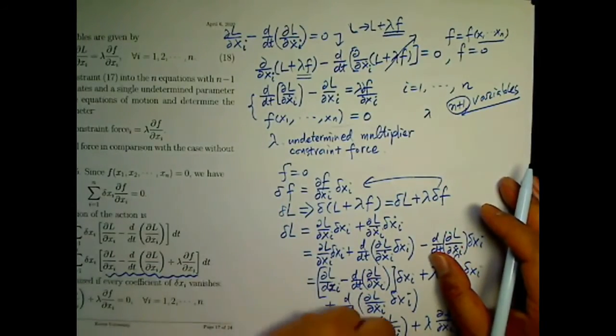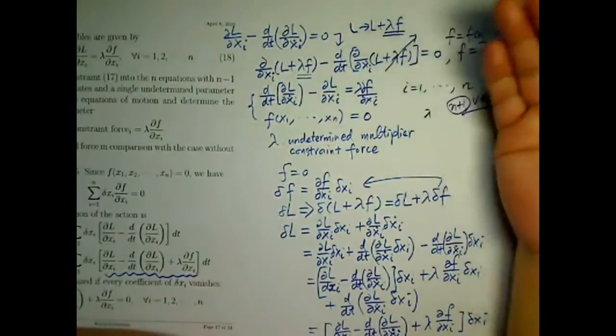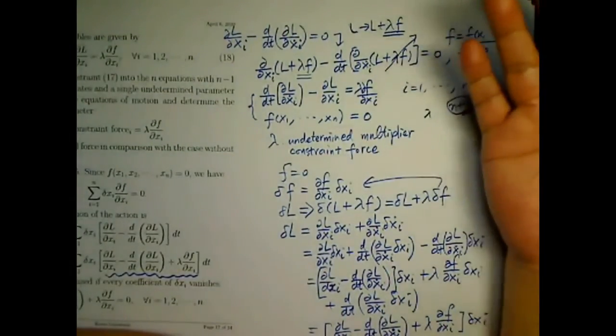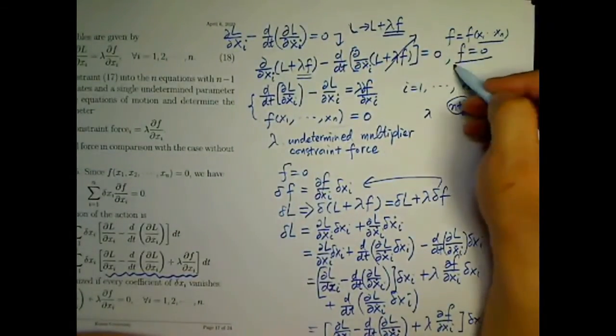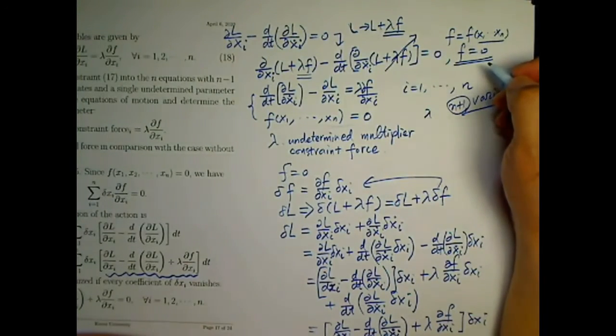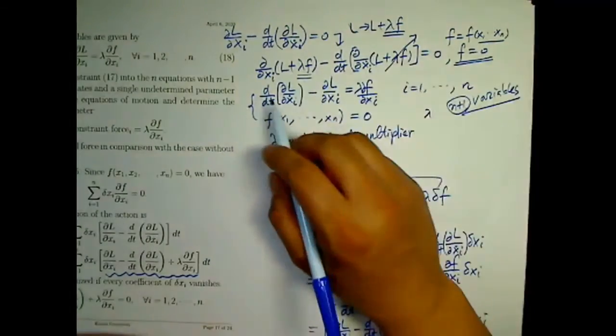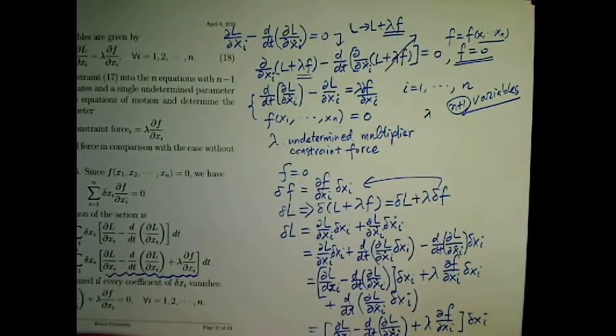But with lambda f, we do not set f equal to 0 yet, which means the system understands that all of the n variables are independent. We can make a variation for all n variables instead. But at the end of the day, we will introduce the constraint f equals 0 later, after variation. Then the minimum value for the action is obtained when the Euler-Lagrange equation is satisfied.